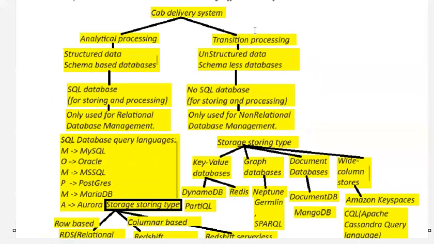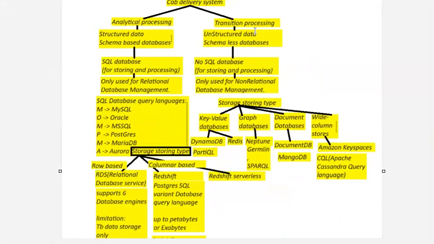Based on your choice, you need to store in any one of these. So let's recap the whole thing in a short period. Let's say you have a cab company. Let's say you are the owner of Ola or Uber. Now, how will you maintain your user data or transaction processing data? You will maintain your analytical processing data in some structured or schema based form by using SQL databases.